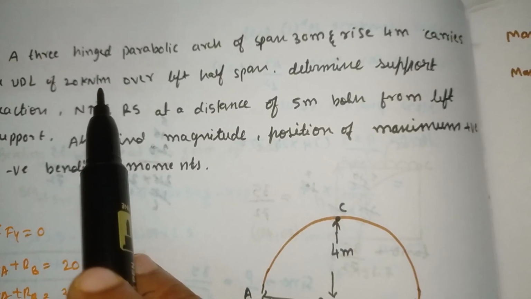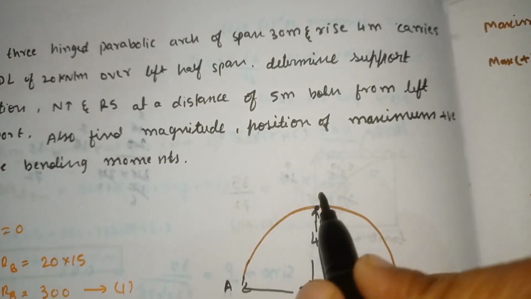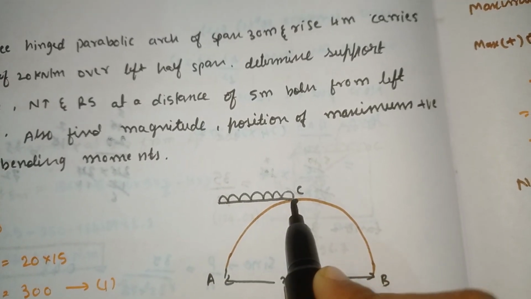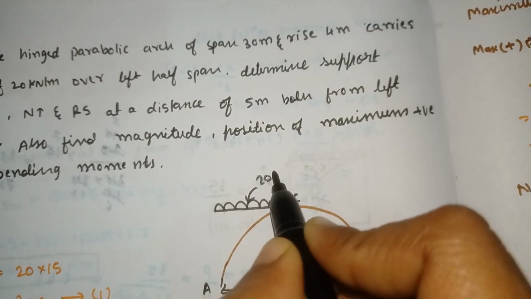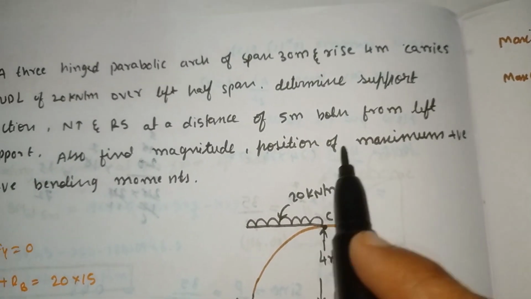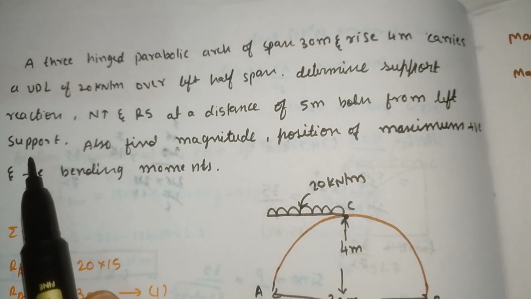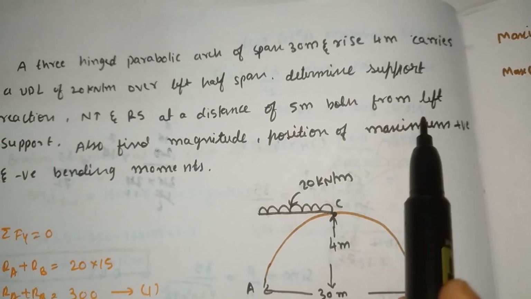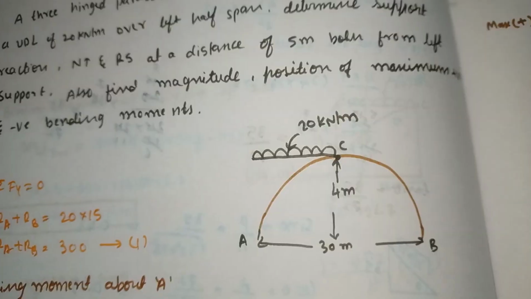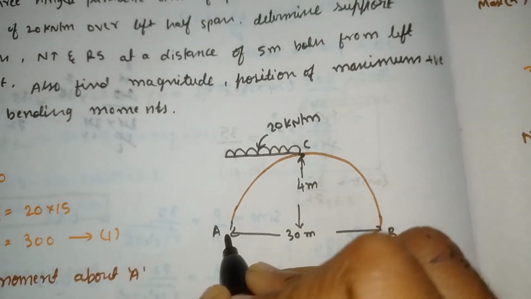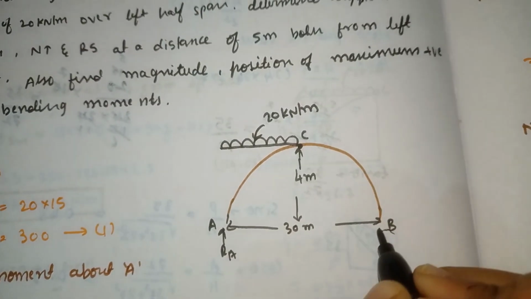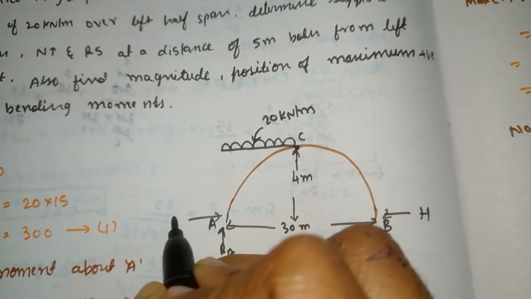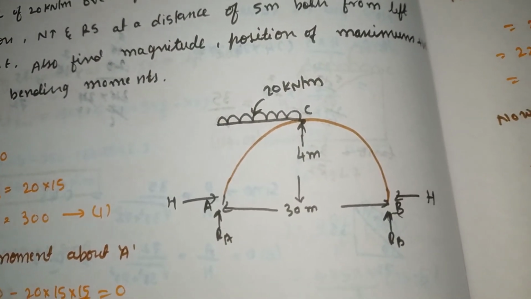And a UDL of 20 kN per meter over left half of span. The UDL acts on the left half, that is 20 kN per meter. And determine the reactions, normal thrust and radial shear at a distance of 5 meter from left support. So now we'll see one by one. First we have to find out the reactions, that is RA and RB, and this is H, the horizontal thrust. So we'll see.